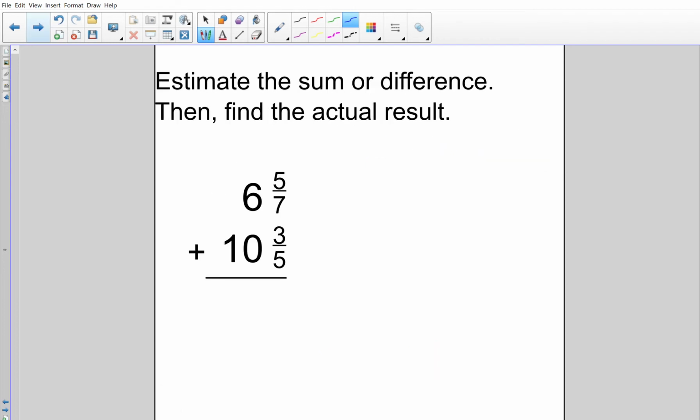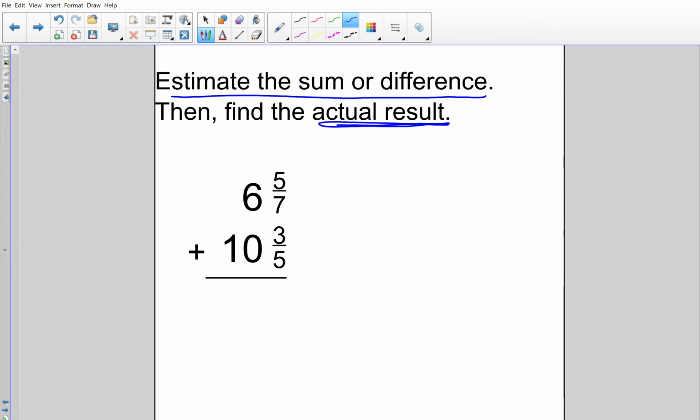Okay, so what they want us to do, and this is what you're going to see a lot, is you're going to estimate the sum or difference. Okay, so we're going to add or subtract this. Then we're going to find the actual result. Okay, so we can do this in either order. I'll just go ahead and do the actual result first. Now, if it were me, I would do 6 5/7 plus 10 3/5.